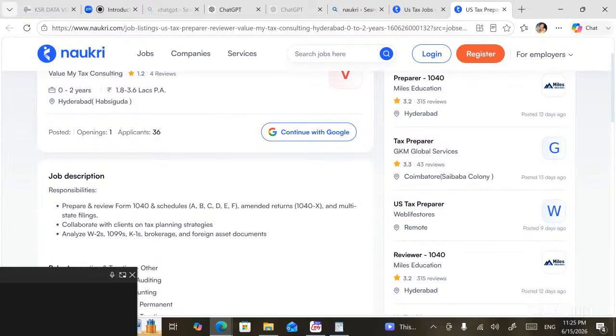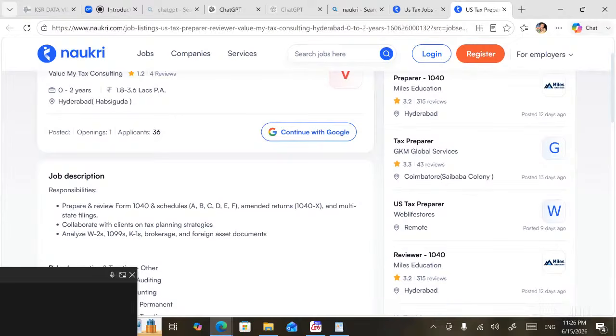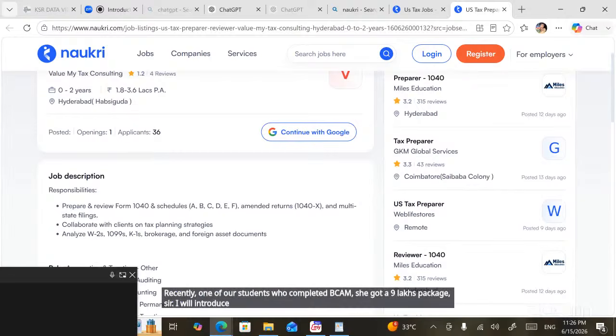People make fun of BCom students, but BCom is booming now. Recently, one of our students who studied BCom got a 9 lakhs package, sir. I will introduce her. She has not even completed her BCom yet. She was pursuing it here only, at Avinash College of Commerce. She completed an analytics course also from the BCom point of view only. So she got a 9 lakhs package before completing her BCom.